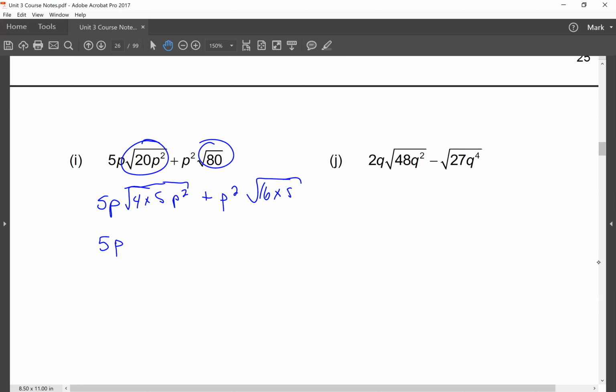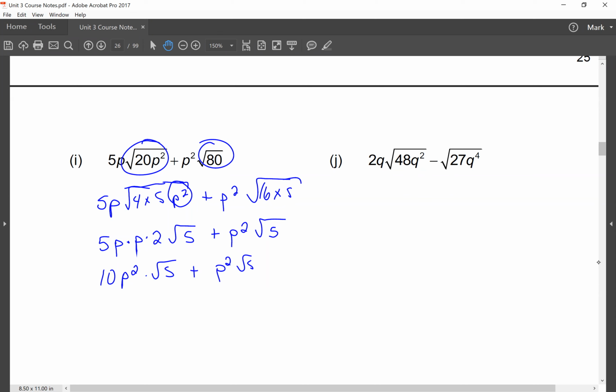Now I'm not done. I'm going to pull the p squared out as well. The square root of p squared is another p. The square root of 4 is 2. And then I put the root 5 in here. And then I'm going to get plus p squared root 5. Okay, now this is starting to look good. I'm going to simplify the left-hand side. So I'll get 10p squared root 5 plus p squared root 5.